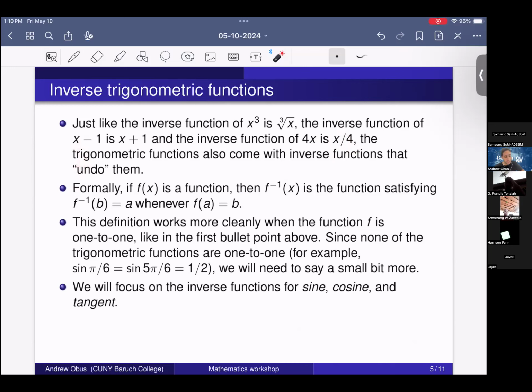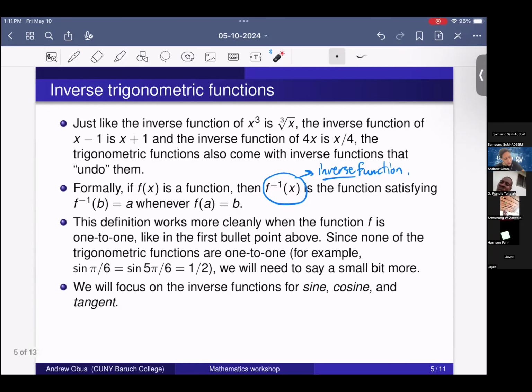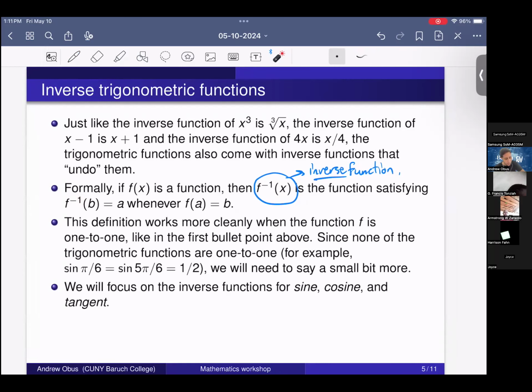So what do I formally mean with an inverse function? Well, if f of x is a function, then what is the inverse function? So this is this f inverse of x. It's called f to the minus 1 of x, but this is called the inverse function. And that doesn't mean that it's 1 over f. So, I mean, this notation is a little bit unfortunate. Raising to the minus 1 usually means 1 over, but what this notation actually means is the inverse function. And so what the inverse function does is it reverses inputs and outputs, right? So it's the function satisfying f inverse of b is a whenever f of a is equal to b.